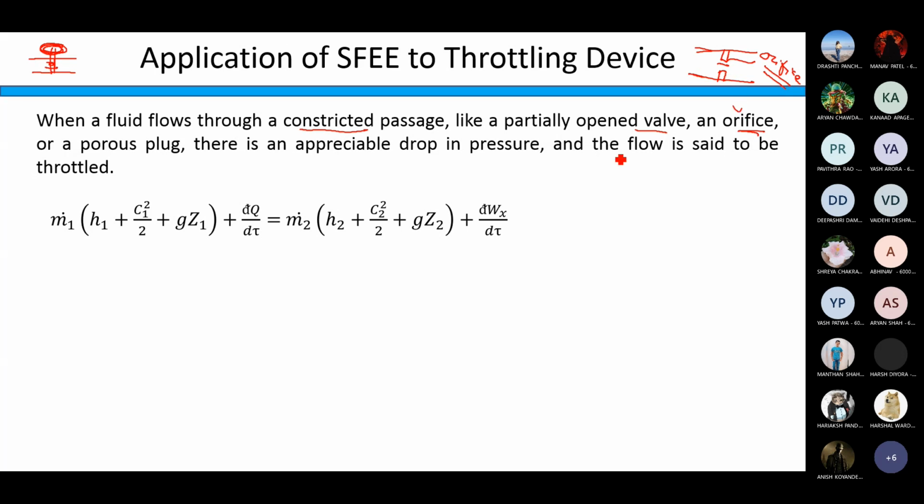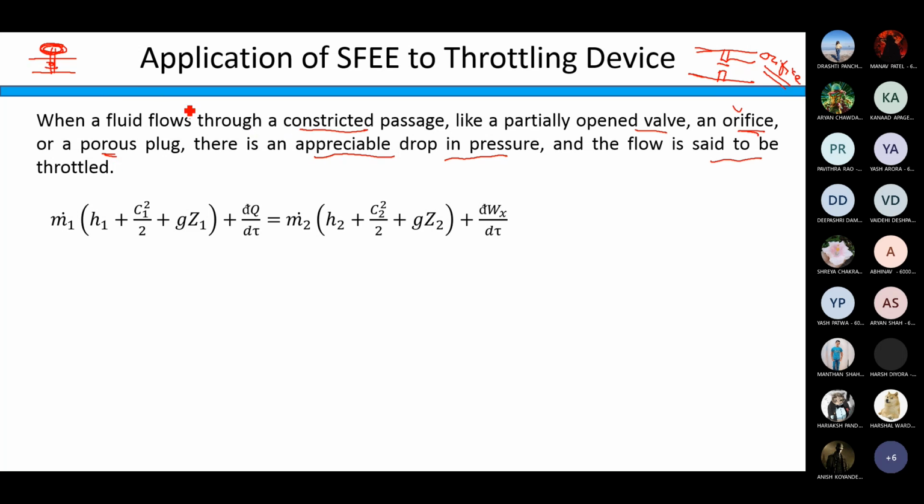If the flow passes through an orifice like this or a porous plug, a porous plug is something that offers resistance to the flow of the fluid, like a sponge with some porosities inside that resist the flow of the fluid through it. So there is an appreciable pressure drop in these kinds of situations. When you have a half open valve, there is a pressure drop at this point. The same is true for the orifice and the porous plug as well. And the flow is said to be throttled. So in this type of situation, we say that the flow is throttled through that device.